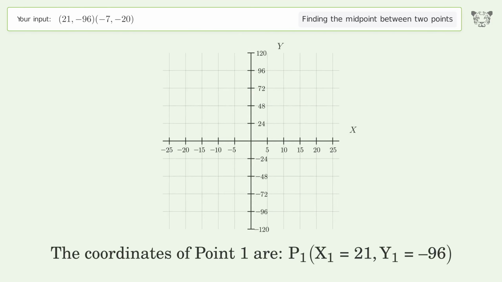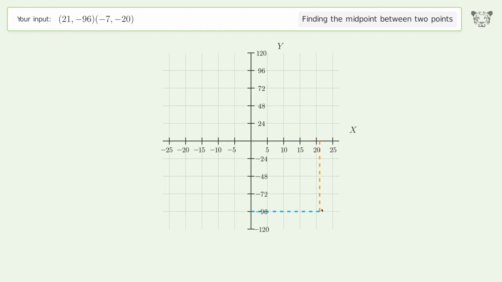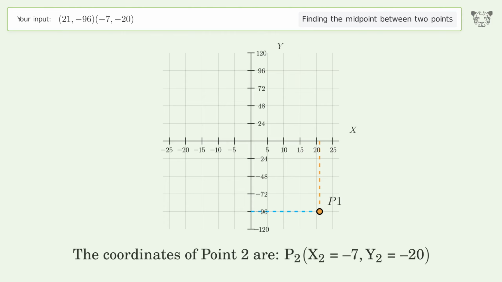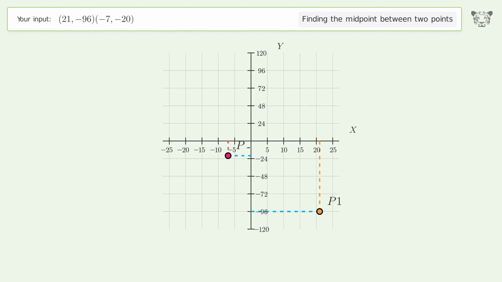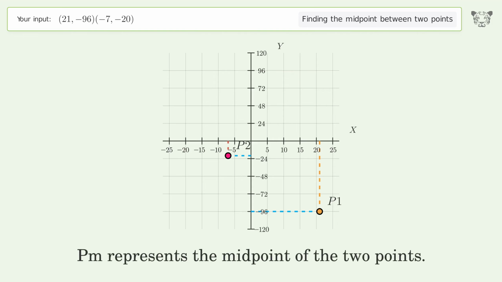The coordinates of point 1 are, x1 equals 21, y1 equals -96. The coordinates of point 2 are, x2 equals -7, y2 equals -20. PM represents the midpoint of the 2 points.